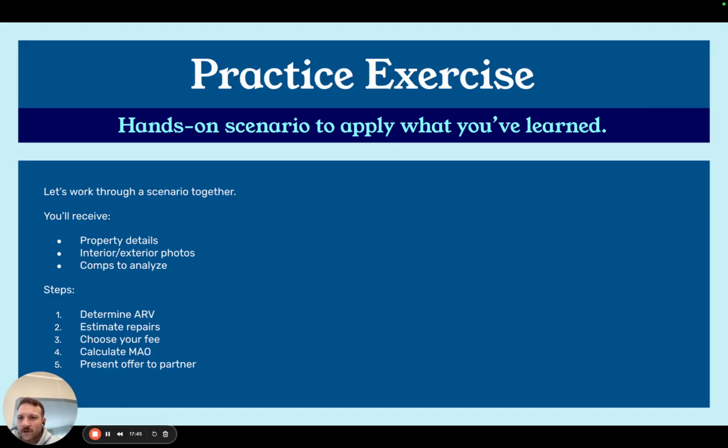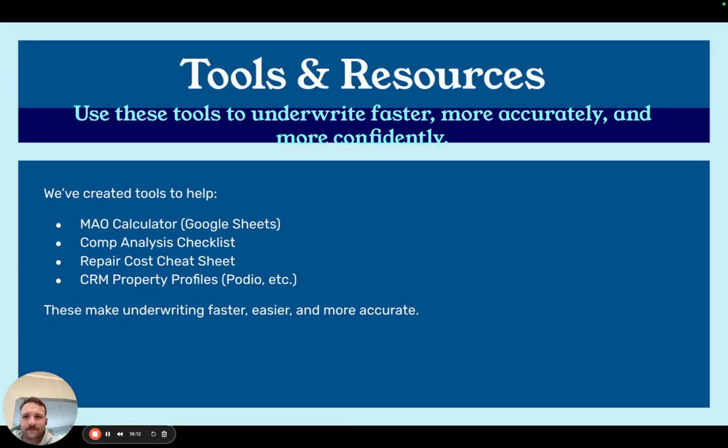All right, so we can work through a scenario together. So you'll receive property details, photos, and comps to analyze. And then what we would ask you to do is determine the ARV, estimate the repairs, choose your fee, calculate an MAO, and then present the offer to a partner. So this is something that once you're done reviewing this, we can give you an exercise to work on, just so you have an idea of how this goes and just have some experience actually comping properties.